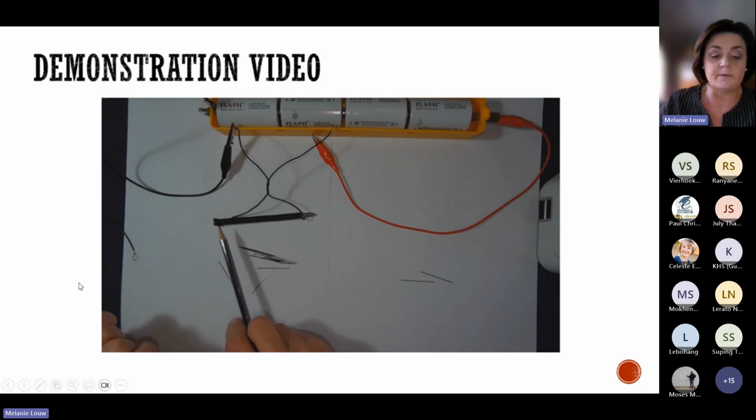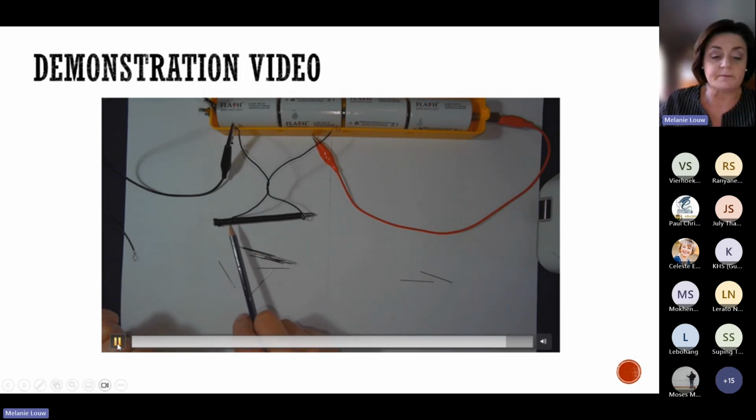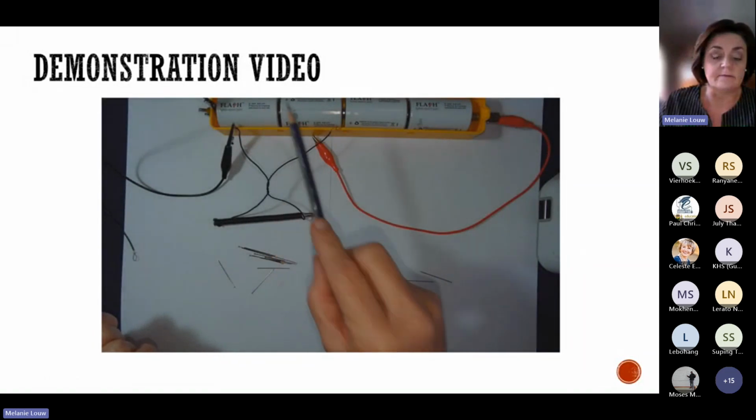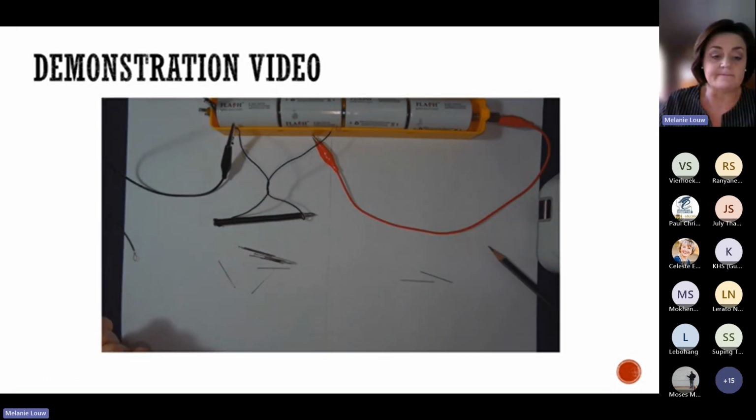What made the electromagnet stronger? We had more turns of wire around the iron nail, so there were more turns of wire in the coil, and we had more cells in series, so that makes an electromagnet stronger.